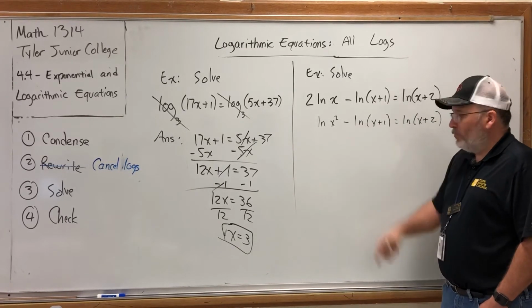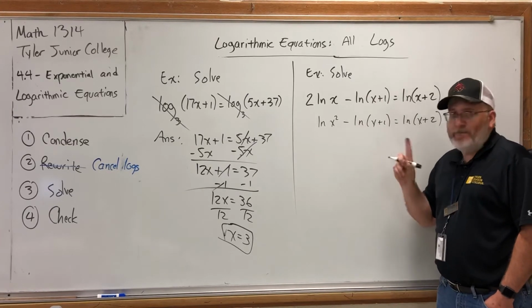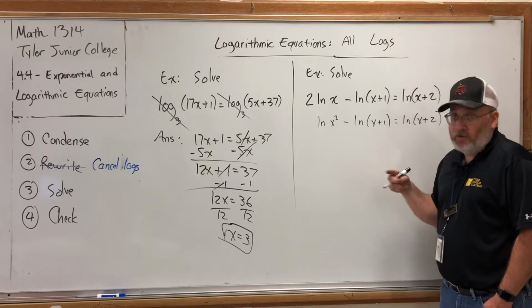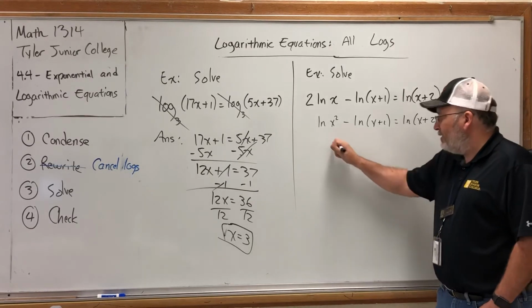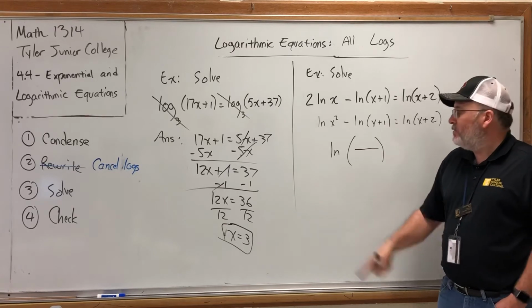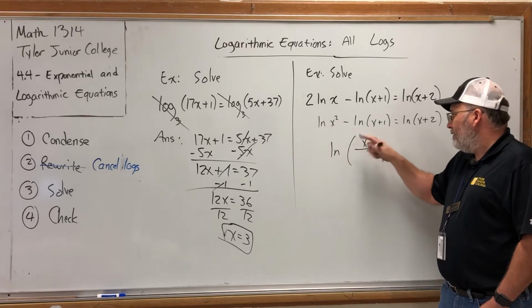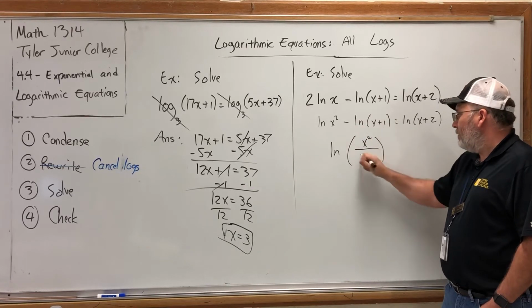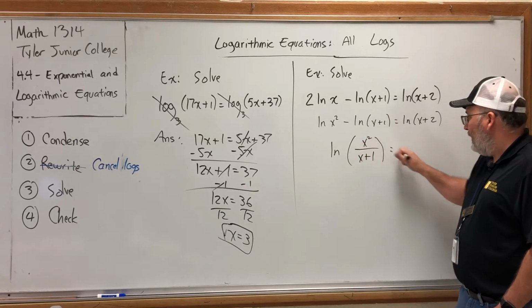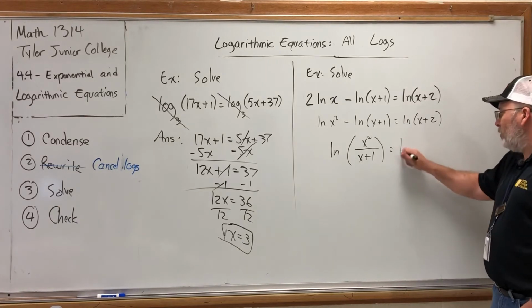Bring in the quotient rule that says if you have one log minus another with the same bases, natural log is base e, then you can condense it into a single log that's the ratio of the arguments. The positive log's argument goes on top, the negative log's argument goes on the bottom, and the left condenses into the natural log of x squared over x plus 1.